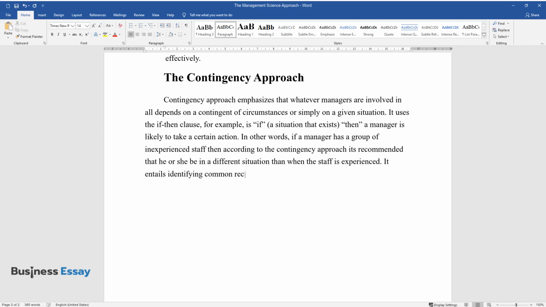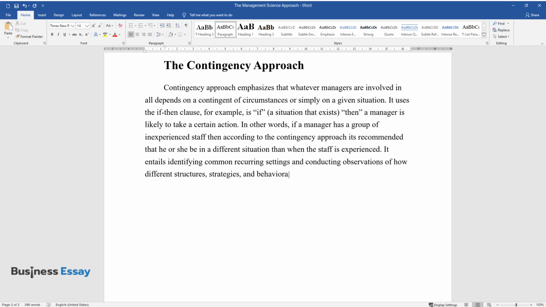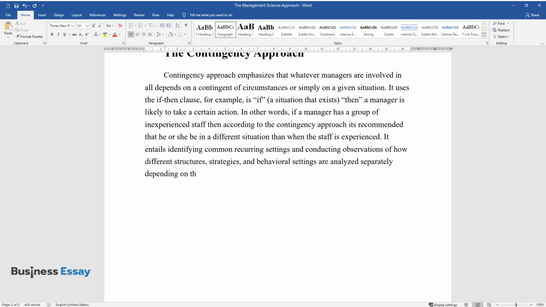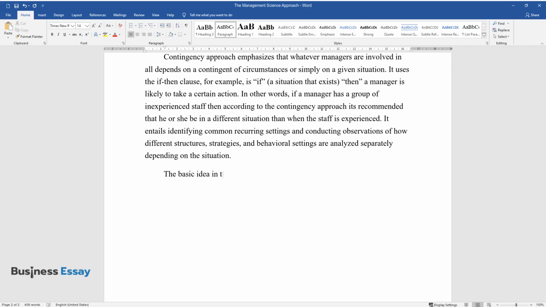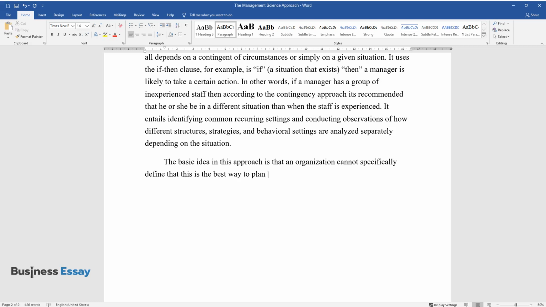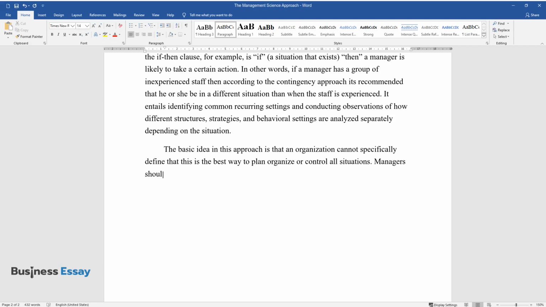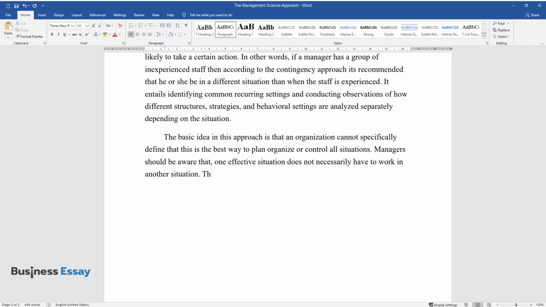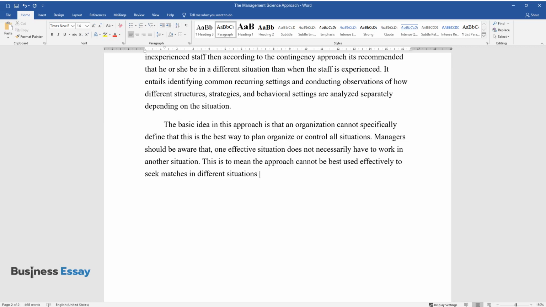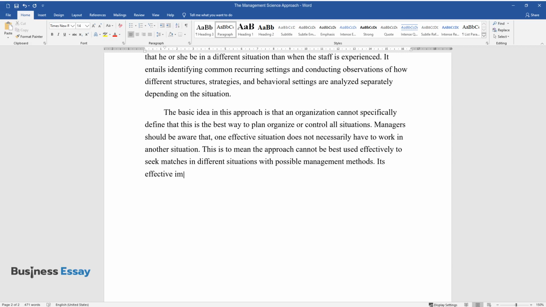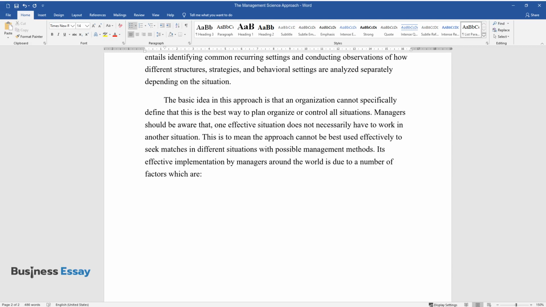It entails identifying common recurring settings and conducting observations of how different structures, strategies, and behavioral settings are analyzed separately depending on the situation. The basic idea in this approach is that an organization cannot specifically define that this is the best way to plan, organize, or control all situations. Managers should be aware that one effective solution does not necessarily work in another situation. This is to mean the approach cannot be used effectively to seek matches in different situations with possible management methods.